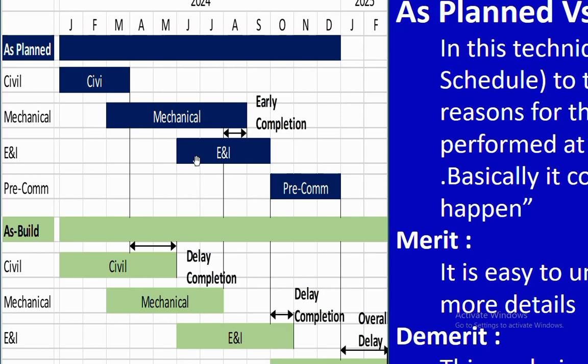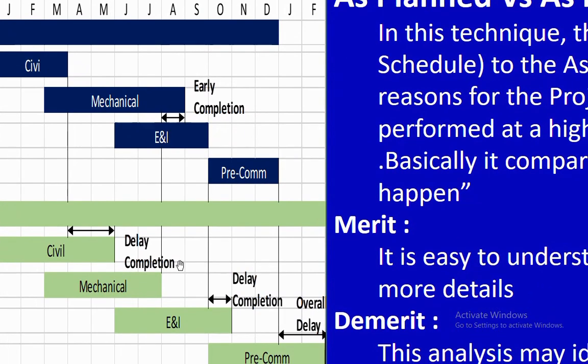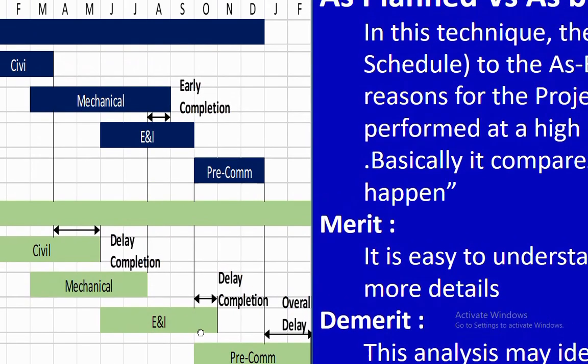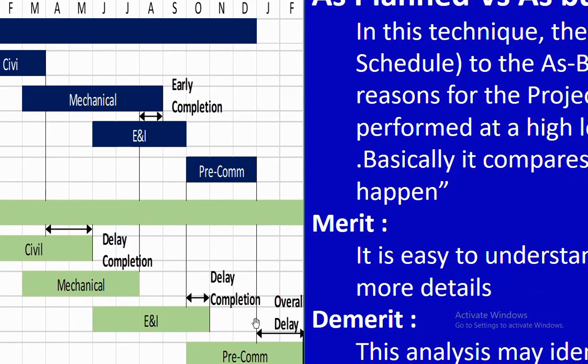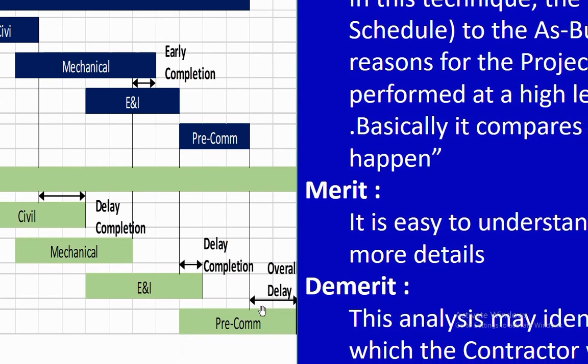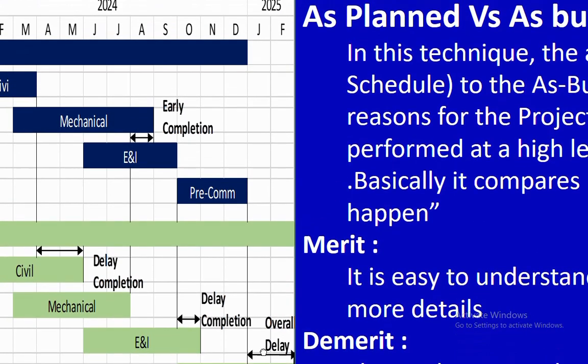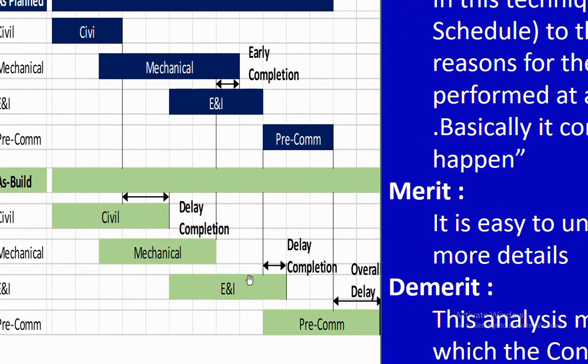Same way, mechanical is supposed to complete by August. However, in actual, it is completed in July. Electrical is supposed to complete by September, but in actual, it is completed in October. And same way, pre-commissioning is supposed to complete by December 24. However, in actual, pre-commissioning is completed by February 25. So you can see that civil, E&I and pre-com are the main disciplines which impacted the schedule.